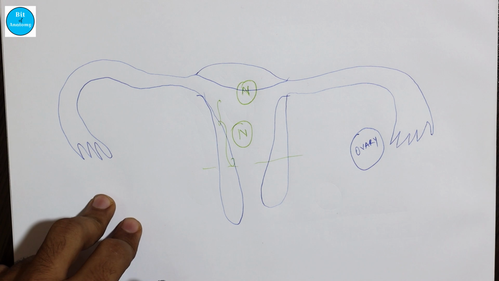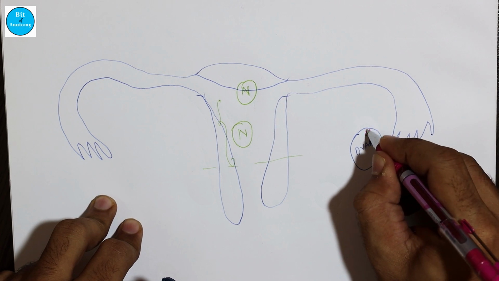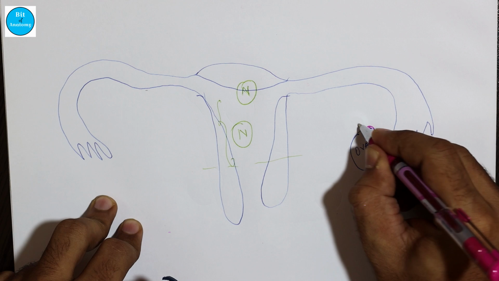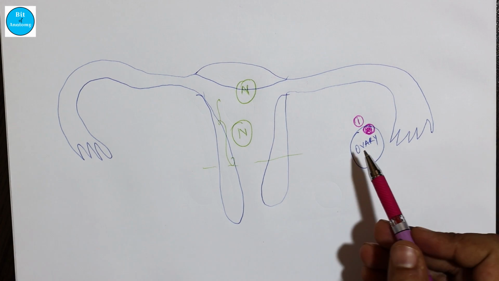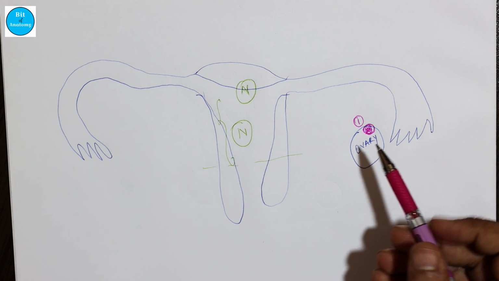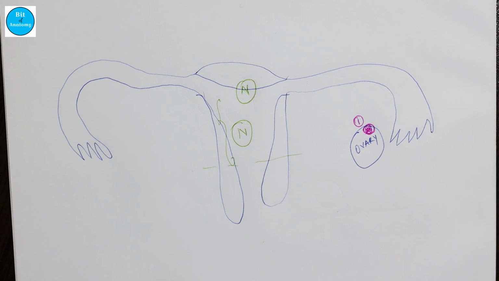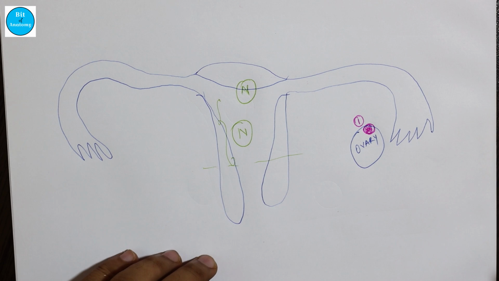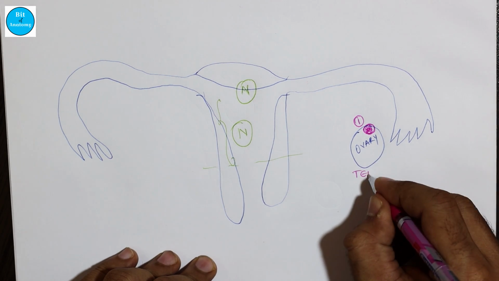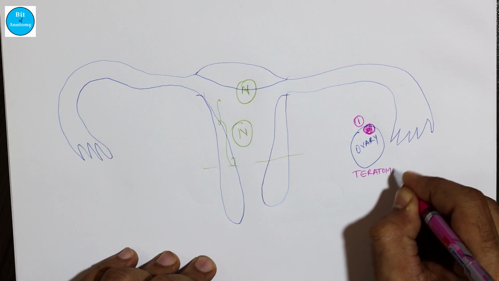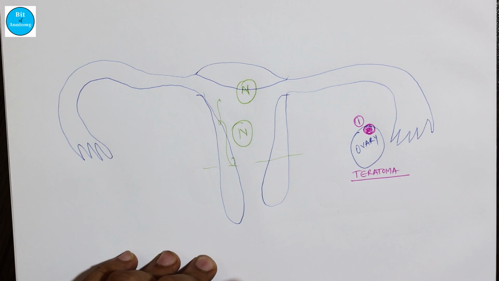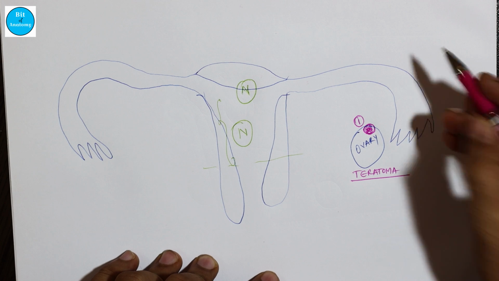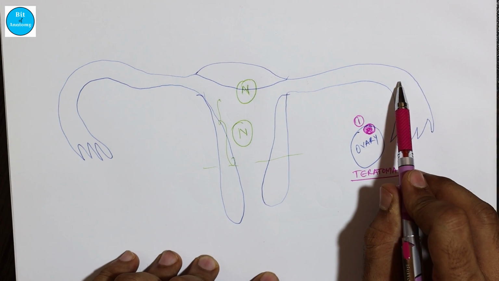Sometimes there could be implantation within the ovary itself. This is one abnormal site of implantation, but not a common one. Very rarely it occurs, and sometimes tumors occur in the ovary, which are called ovarian tumors, or teratoma, where some germ cells form and some tissues are found within the ovary. The normal site of fertilization is the ampulla.